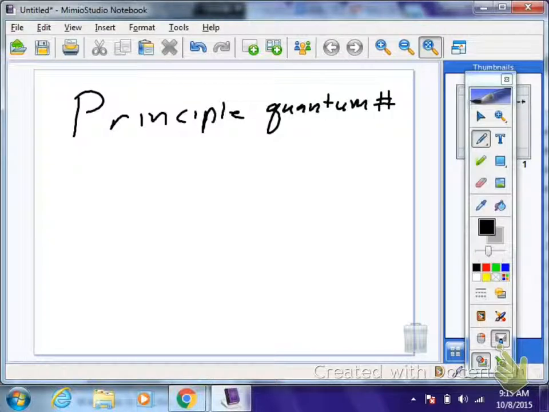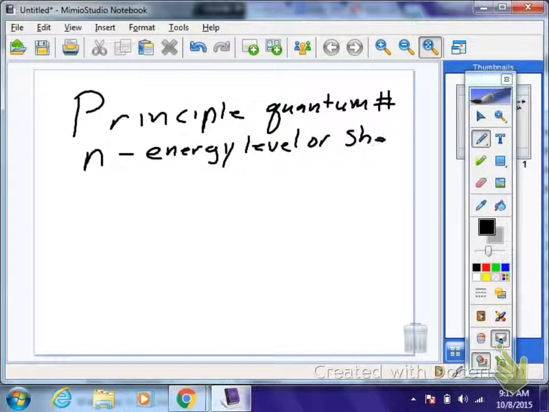That's symbolized with an N. Is that right? Okay. And what that N tells you, an N can be called an energy level or shell. So if I said N equals 1, N equals 2, N equals 3, that's going to represent the energy of the electron, called the energy level. It's also called the shell, where the electron's located.